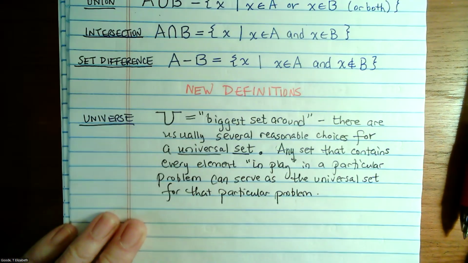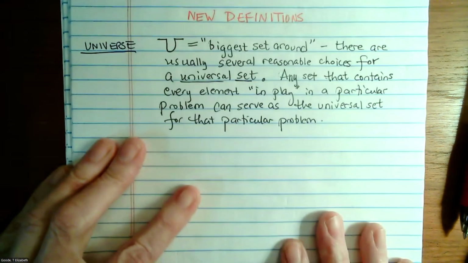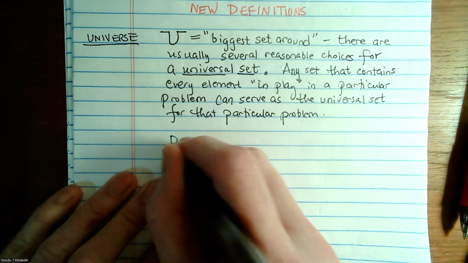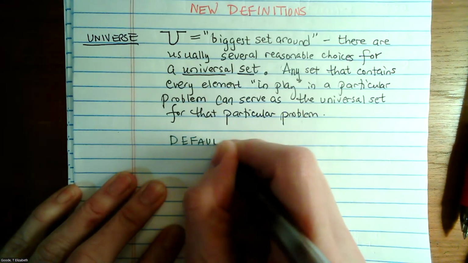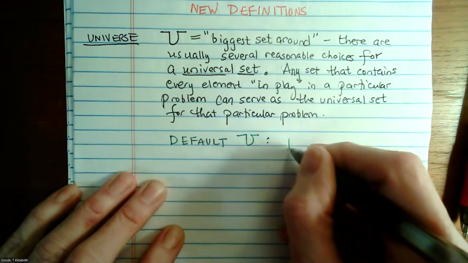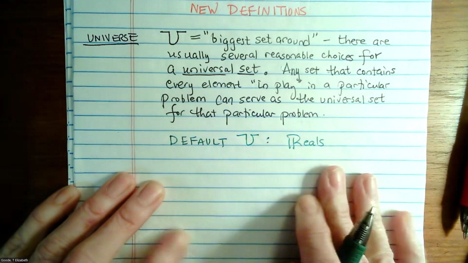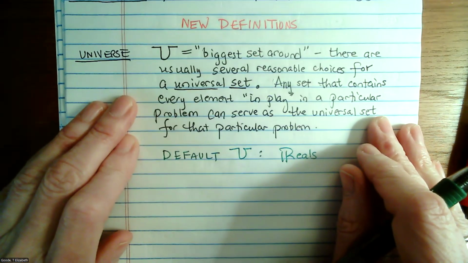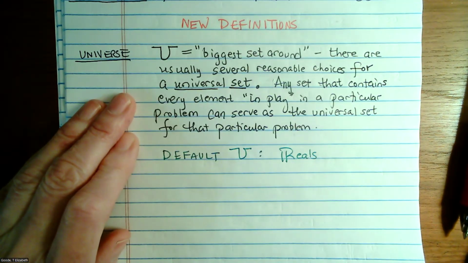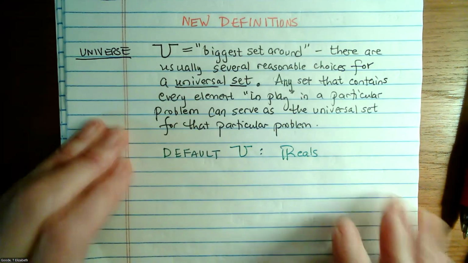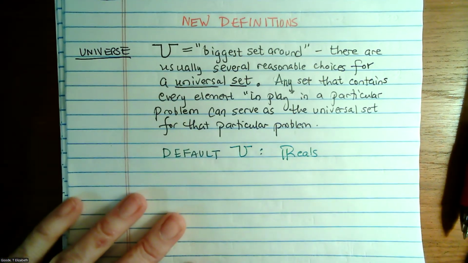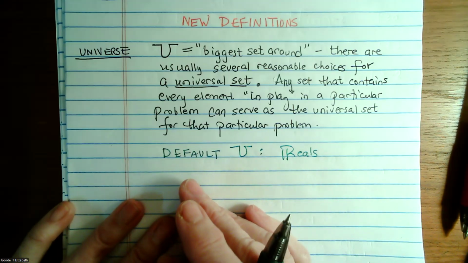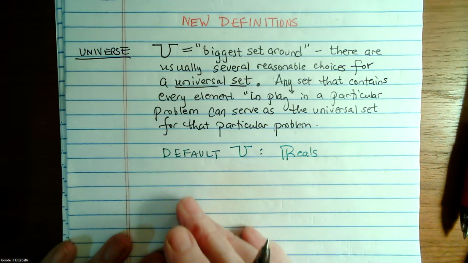And just FYI, folks, especially if the sets are intervals of the real line, the default universe is always understood to be the reals. Unless we're told otherwise, that's the default. But a simple way to build a universal set is simply take the union of all of the sets that are involved in a problem. That will always work as a universal set. It'll be the biggest set around, and of course, by definition, the union of all those sets will contain every element that's involved in the problem.